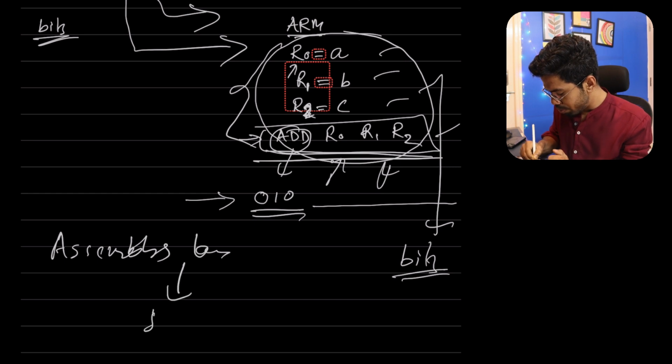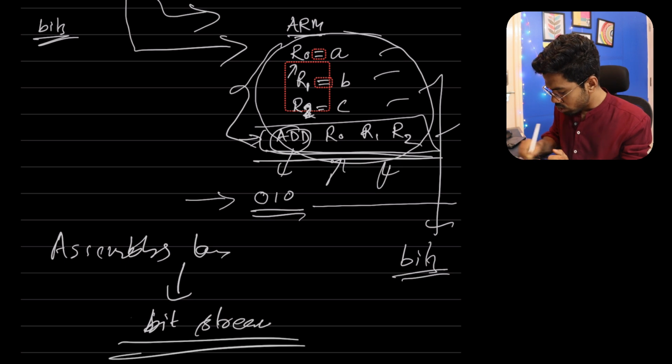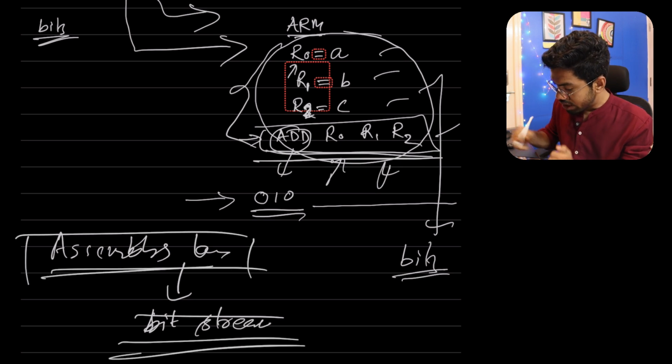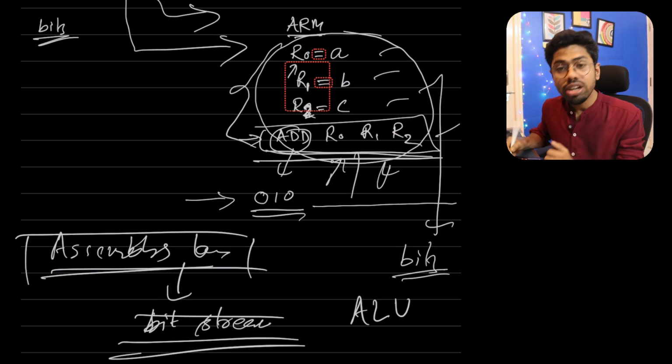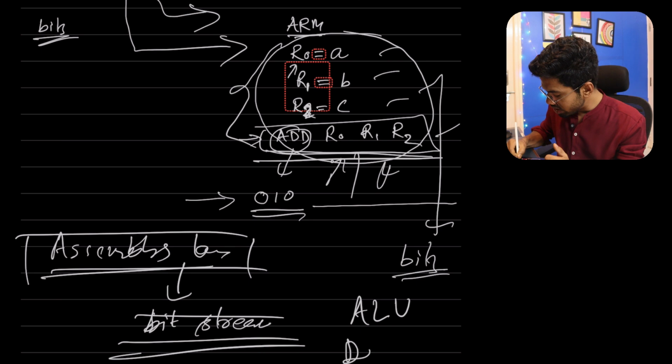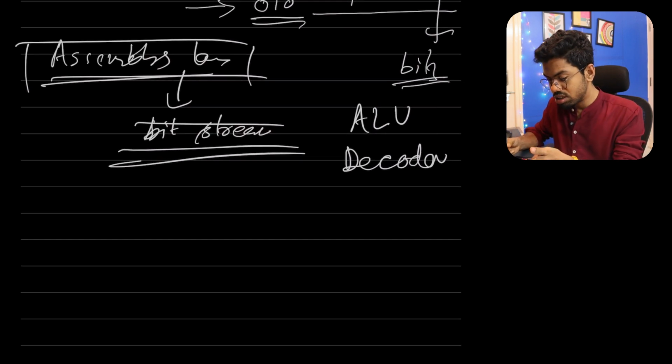to the bit stream. So in a nutshell, this is the course structure here. To do that, we are doing addition, so we need an ALU. We are doing the instruction decoding, so we need the decoder. We need to store these things, right?